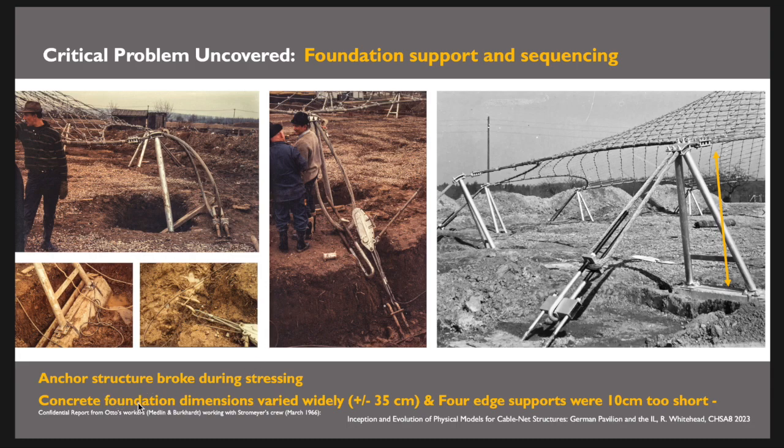They also found out that some of the foundation dimensions varied, in fact, quite a bit, as you can see here. The other thing that Medlin and Burkhardt mentioned in their confidential report about this was that some of these edge supports were slightly different dimensions. I mean, 10 centimeters too short. Think about how tuned this model has to be. If this is at all shorter than the one next to it or at a different angle, then trying to have a uniform set of tension all the way around isn't going to work, right? So they had to find the perfect sort of uniform dimension around there.